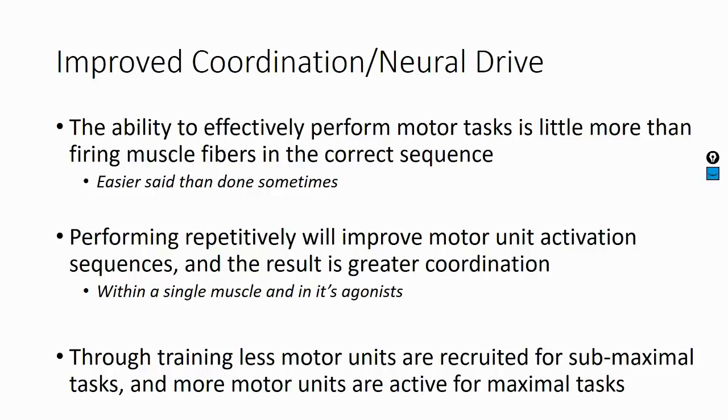the correct optimal way to do them. So the more repetition that you do of anything, you can increase the sequencing or the coordination of firing the right motor units at the right time. That's not only within an individual muscle, but also its agonists. Agonists are muscles which help move a joint about a range of motion.